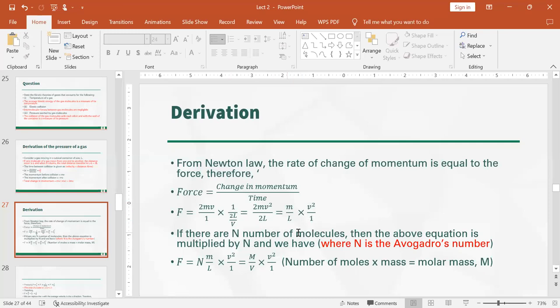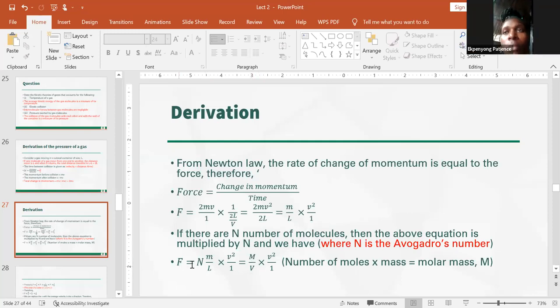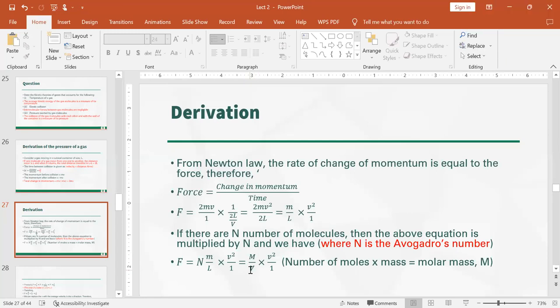If there are N number of molecules, then the above equation is multiplied by N. N is the number of molecules we multiply here, and then we have the force. We now see that the force will be equal to the small mass multiplied by the number of molecules, which is the Avogadro's number. When you multiply the number of molecules by the mass of the particle, you have what we call molar mass. Molar mass is defined as the number of molecules multiplied by the mass. So N times the mass of the gas gives you capital M, which is what we call molar mass. So we now see that the force is equal to the molar mass divided by the volume times velocity squared. How do we get the volume? When we are looking at the cube and the length of the three sides, when you multiply L by L squared, you have the volume.